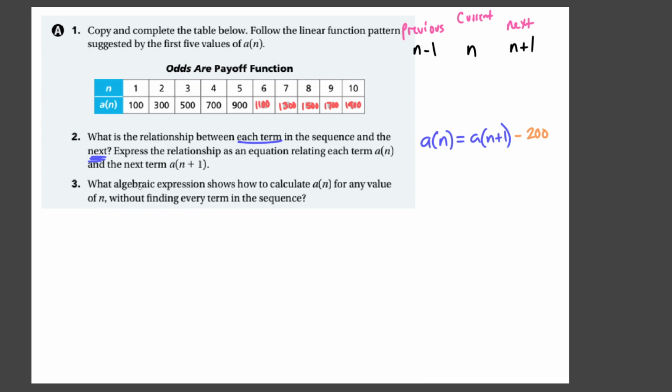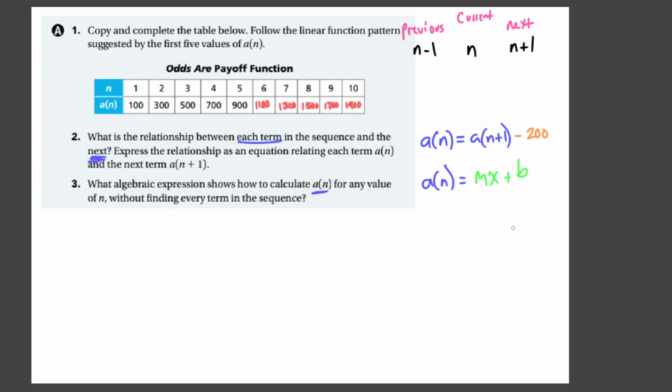The next question says, what algebraic expression shows how to calculate A of n, so we're still looking for A of n, for any value of n without finding every term in the sequence. So that's kind of where a sequence starts to break down. This part here requires you to know what the previous term is. In other words, I can't find what this is without knowing its previous term. So it wants a way for us to be able to put this together. This is just, at this point, a regular sequence.